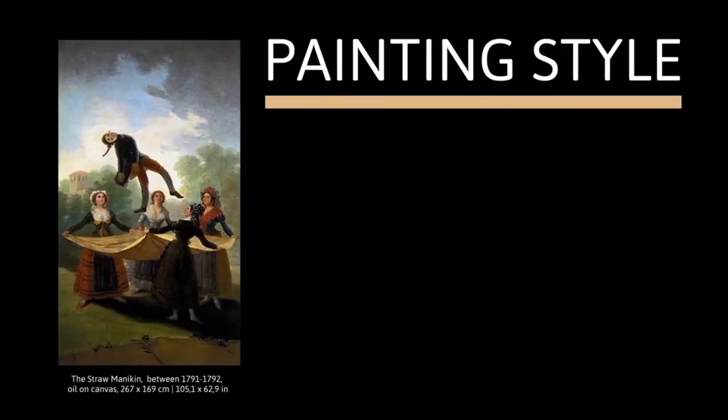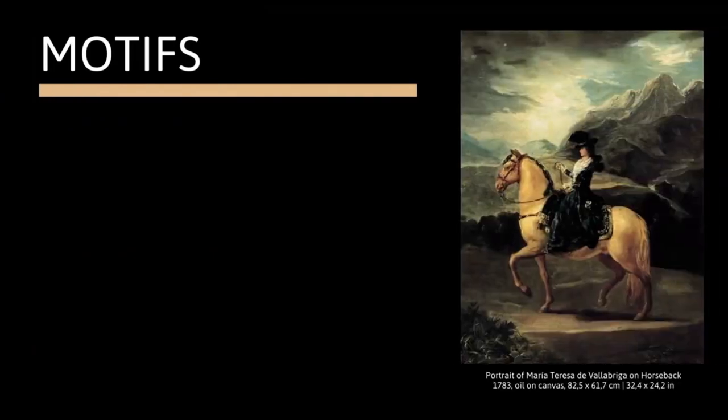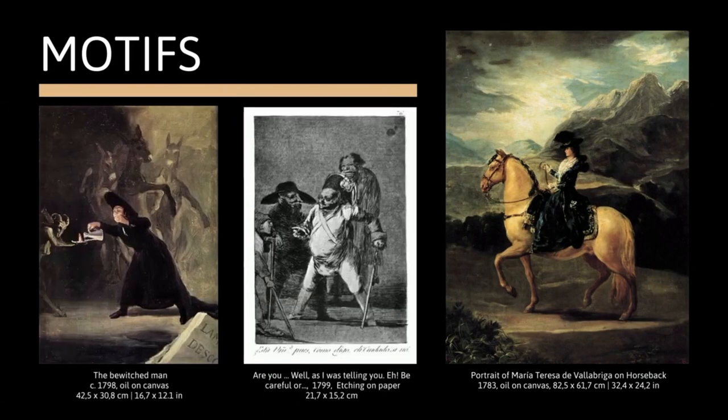His painting style went through various phases, from his early works in the Rococo style to his later darker paintings. His motifs are also diverse: impressive portraits, socially critical works, depictions of war and violence, as well as nightmares and fantasies.